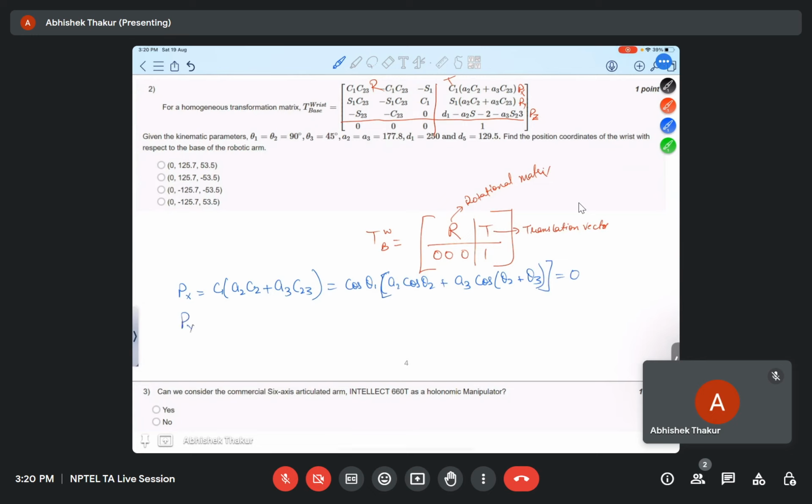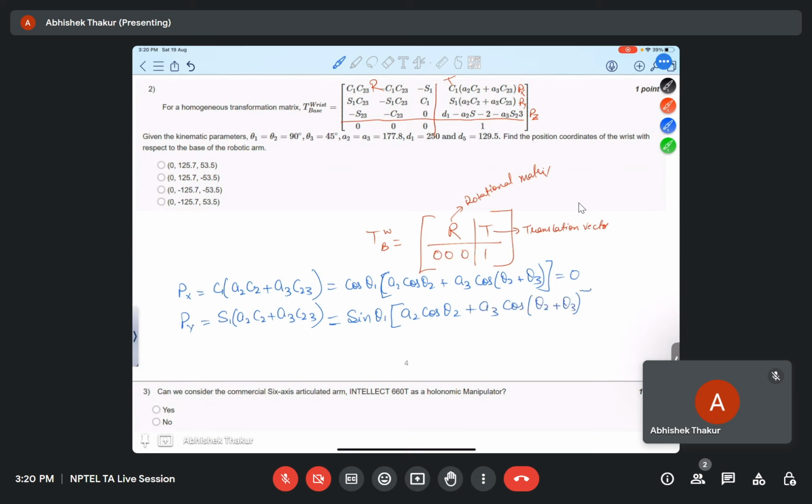Now coming to Py. That is S1 (A2 C2 plus A3 C23). So this will become sine theta 1 (A2 cos theta 2 plus A3 cos of theta 2 plus theta 3).